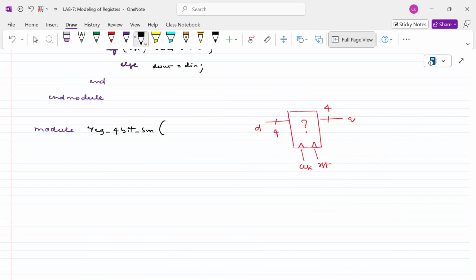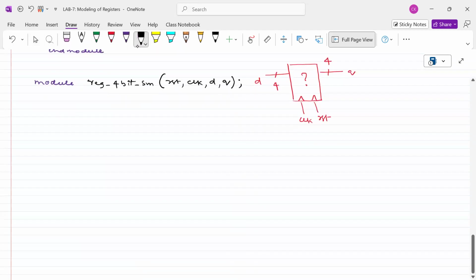What are the inputs here? D is one input. Clock is one input. Reset is one input. Better I write the reset first and then the remaining things next. First, let me write the reset, next to clock, next to D, next to Q. What are the sizes of this one? Input RST, clock. Next, another input is 3 down to 0.